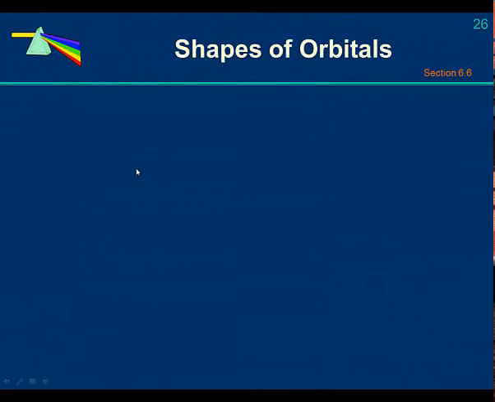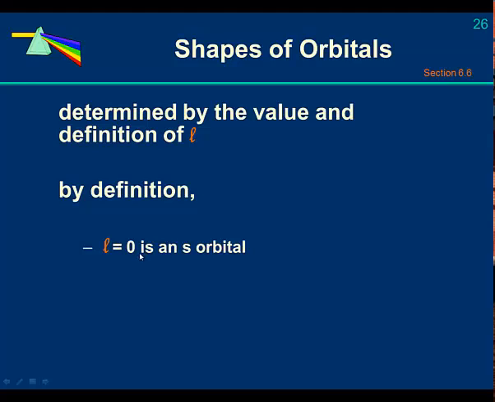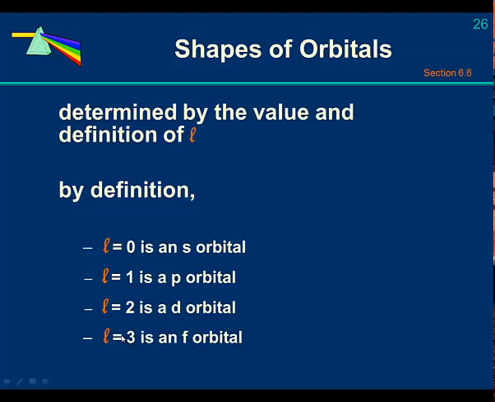Shapes of orbitals. The shapes of orbitals are determined by the l value, which, if you remember, is the azimuthal quantum number. By definition, l equal to 0 is what we call an s orbital, l equals 1 is a p orbital, l equals 2 is a d orbital, and l equals 3 is an f orbital. All four of these orbitals have different shapes. There are just four letters, s, p, d, f, and it goes right down 0, 1, 2, 3. Let's take a look at their shapes.